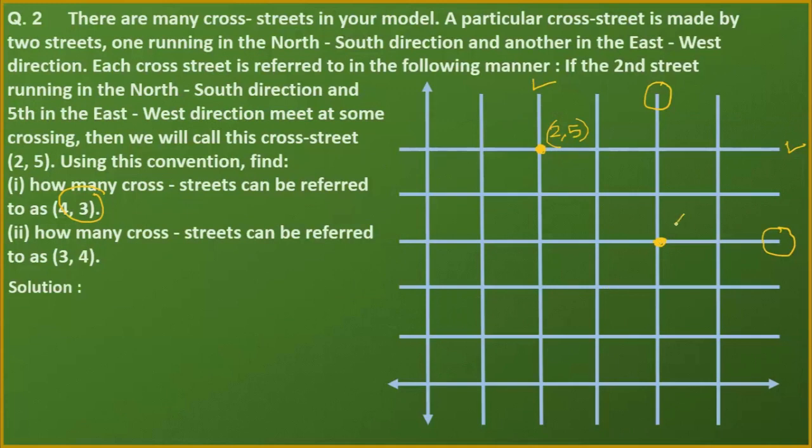So this point I can say is at a distance of 4, 3, meaning it has the value 4, 3 from the origin. So 4, 3 means the fourth street going in the north south direction and the third street in the east west direction. They are meeting at this particular point. And they are asking how many cross streets there are. Cross street means wherever they are intersecting.